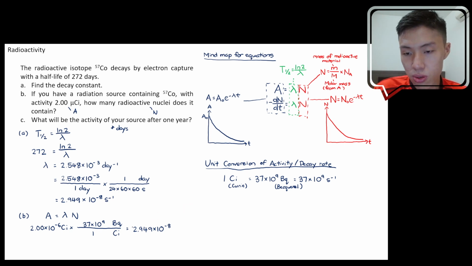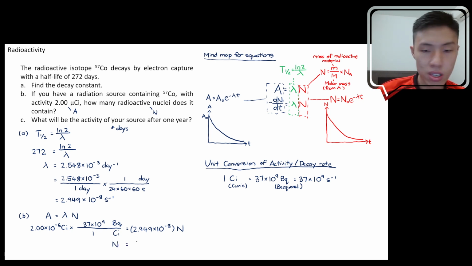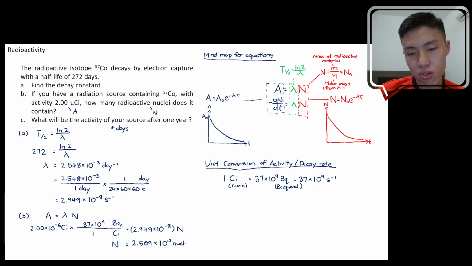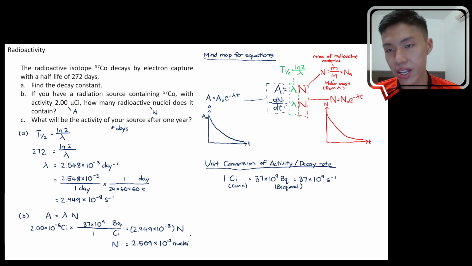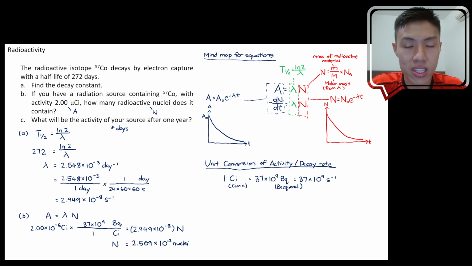Okay, so this is your lambda multiplied by N. If you calculate everything, you should get the number of radioactive nuclei to be 2.509 times 10 to the power of 12 nuclei. You can write down the unit. Technically, there's no unit to it, but if you want, you can write nuclei. That means there is this many nuclei in the material.